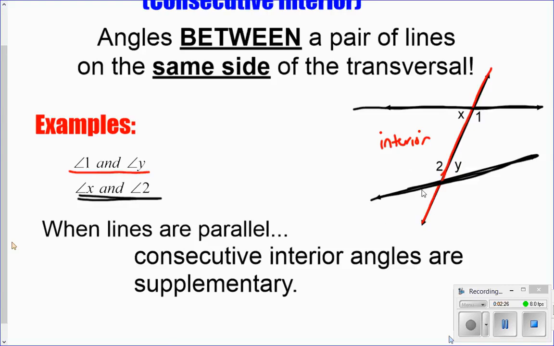So had these lines been marked parallel, then I'd be saying that angle X and angle 2 are congruent, I'm sorry, are supplementary, or add to 180. And I would also be saying that angle 1 and angle Y are supplementary. But because the lines are not parallel, I'm not going to say that.